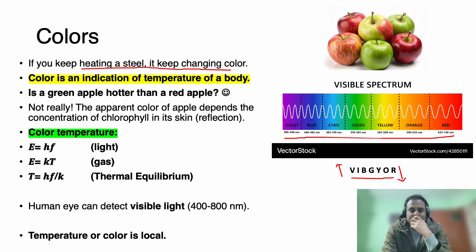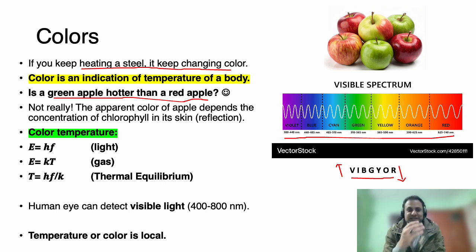So now, does it mean that a green apple is hotter than a red apple? Apparently they are sitting on the same table. Keep in mind that the color of an object is not always an indication of the real temperature of a body. Why? Because nobody in this world is a perfect black body.